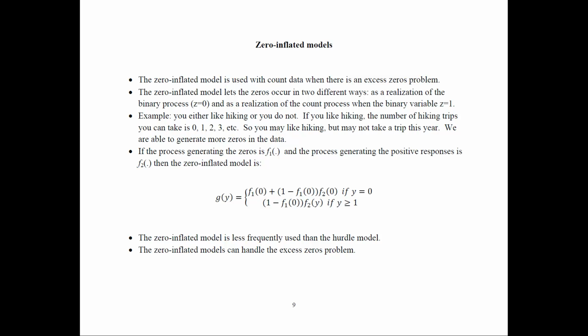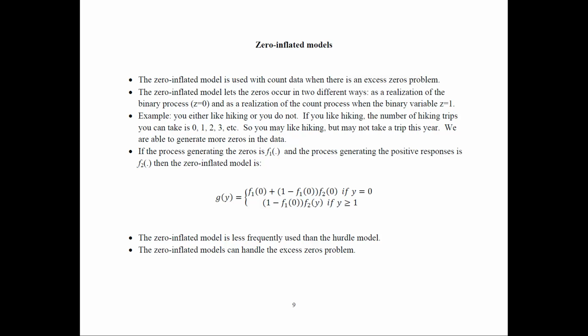So in this case, you have the zeros generated from two processes. The first one is if you don't like hiking, you're not going to go hiking. But the second one is you may like hiking, but it may just happen that you don't take a trip this year. And because of this, we're able to generate more zeros in the data because it's coming from two different processes. So if the process generating the zeros is F1 and the process generating the positive responses is F2, then we have the formula for the zero-inflated models for different probabilities.